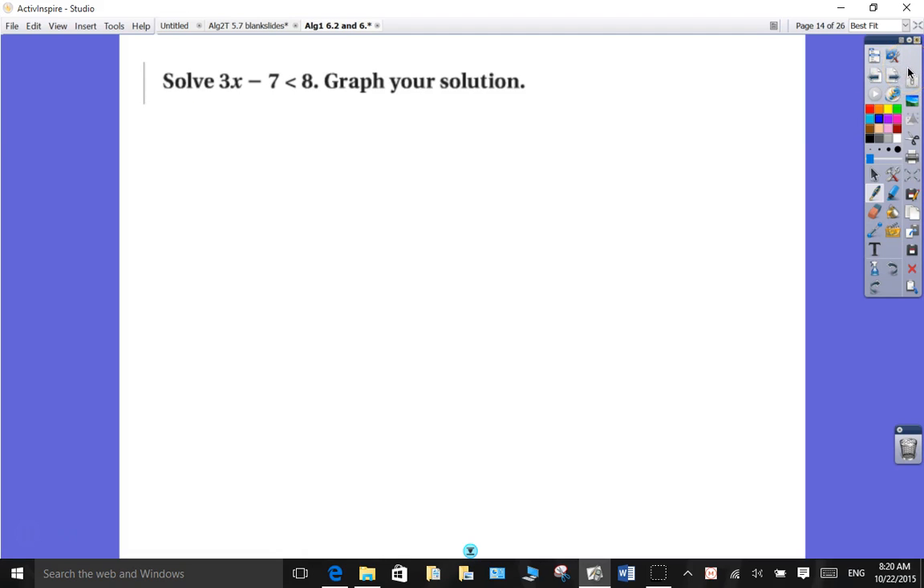Okay, then we get to the two-step inequalities, which is just like two-step equations. We're going to have to do two things. What are the two things that we have to do to this to isolate the variable?